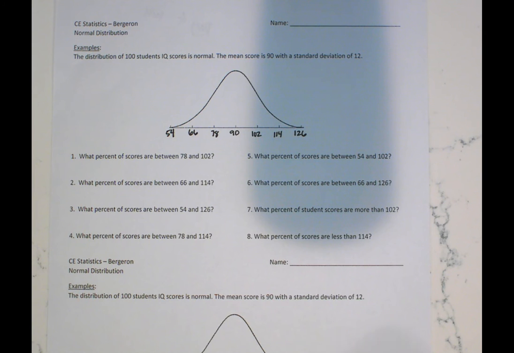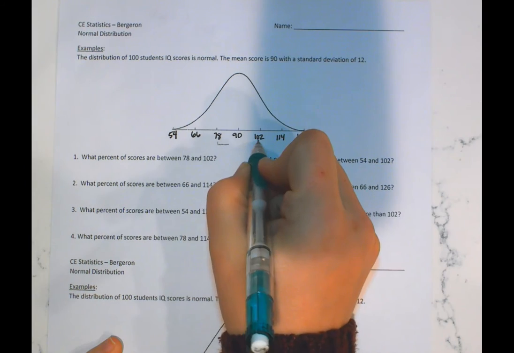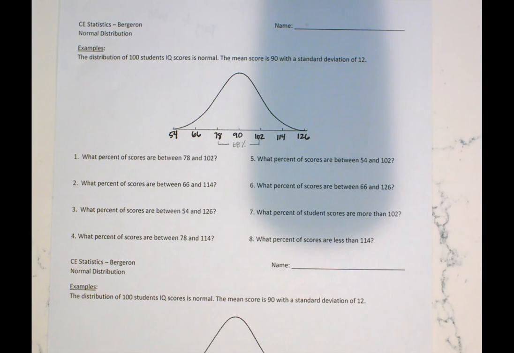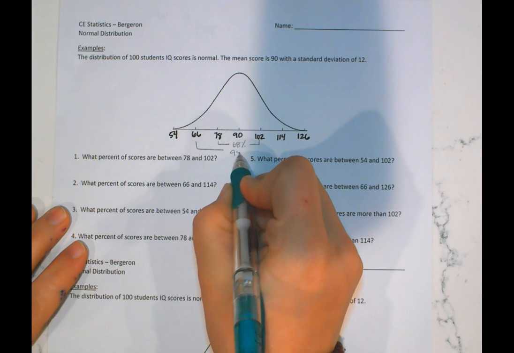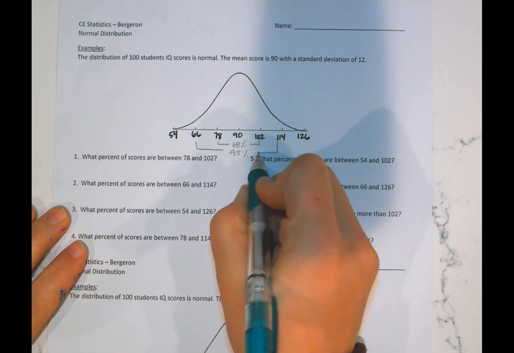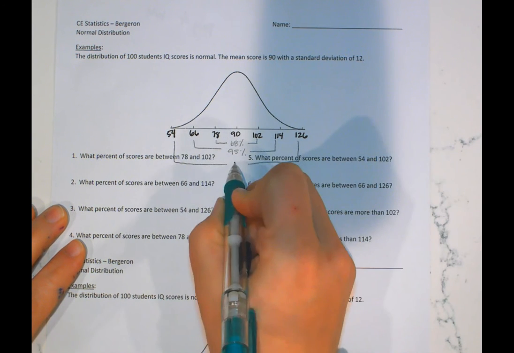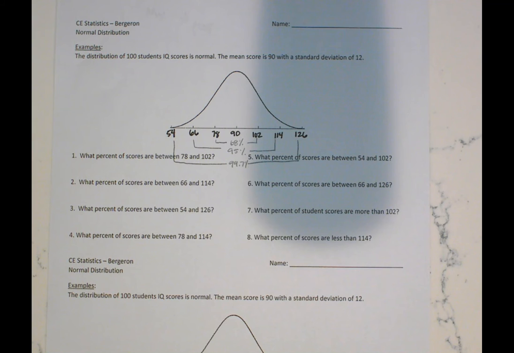So remember, your empirical rule says that within the first standard deviation, 68% of results live within 1 standard deviation from the mean. Then 95% live within 2 standard deviations of the mean. And then 99.7% live within 3 standard deviations of the mean. So we can find probabilities or areas underneath the curve for these specific values just by using our empirical rule.